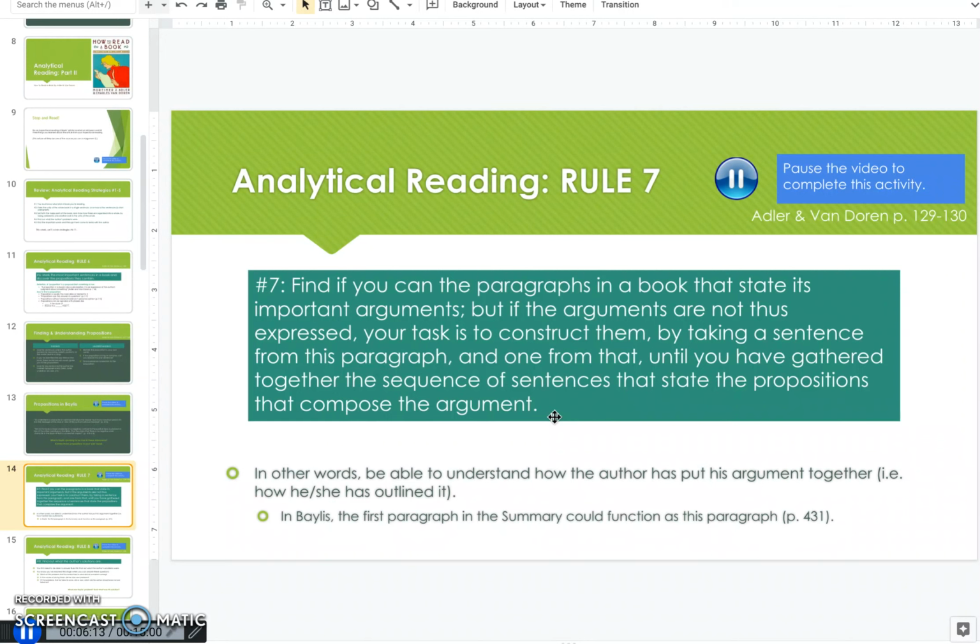Okay, if you need an example of what this kind of looks like and how this could be demonstrated, you can actually find a summary of all the propositions in Baylis's article. It's in the very back paragraph called the summary. It's on the last page of his article. And that first paragraph in the summary gives you an idea of what number 7 should look like.